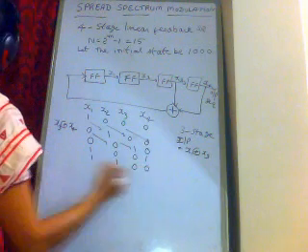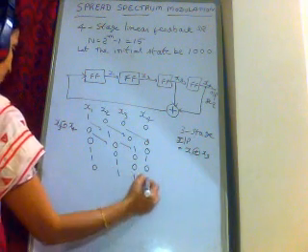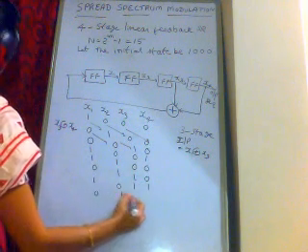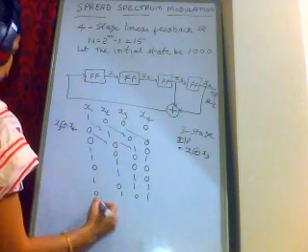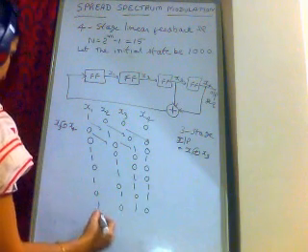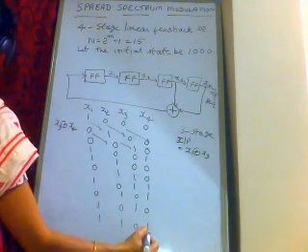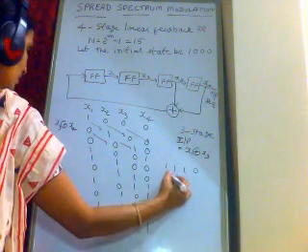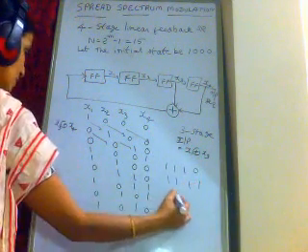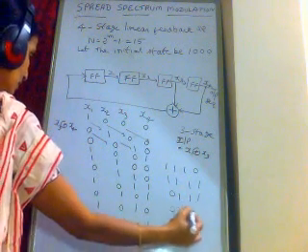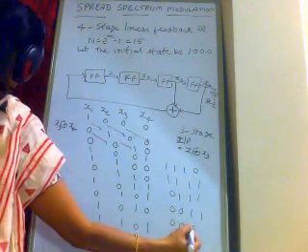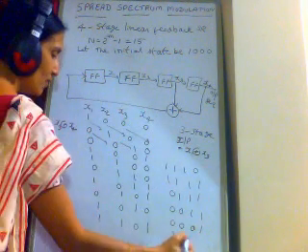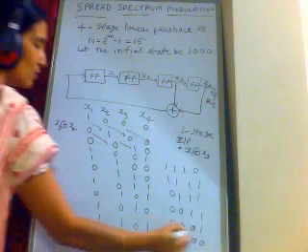1 1 0 0, 0 1 1 0, 1 0 1 1, 0 1 0 1, 1 0 1 0, 1 1 0 1, 1 1 1 0, 1 1 1 1, 0 1 1 1, 0 0 1 1, and finally 0 0 0 1. After that we'll be getting back the initial state itself. After that it repeats. Correct? So we have to stop at this point.